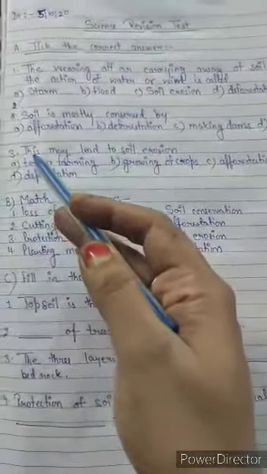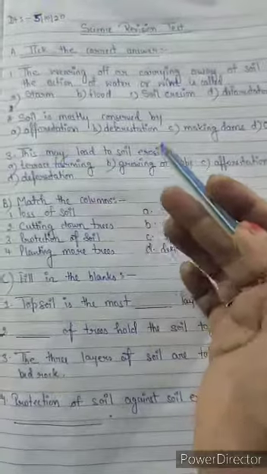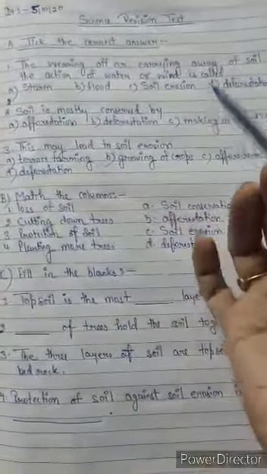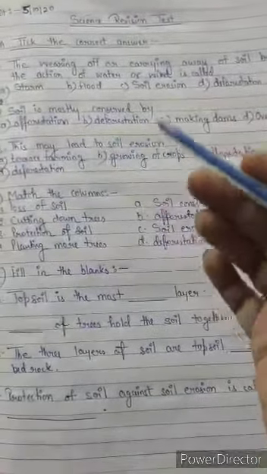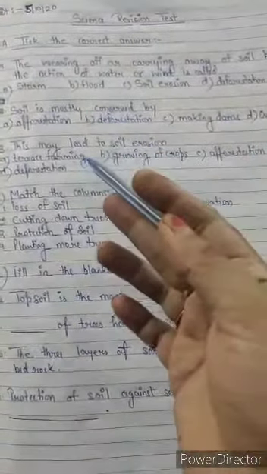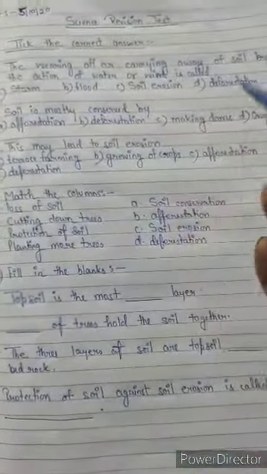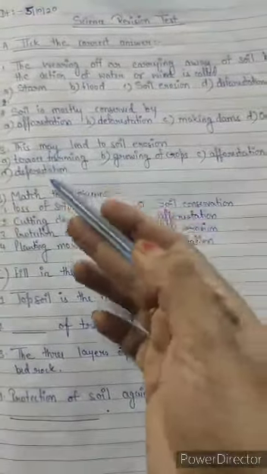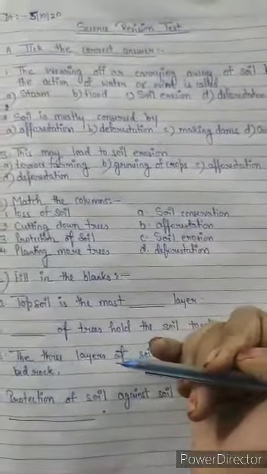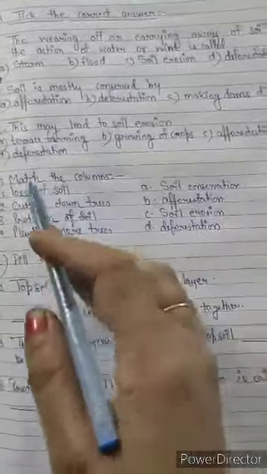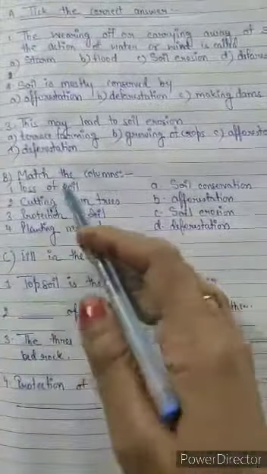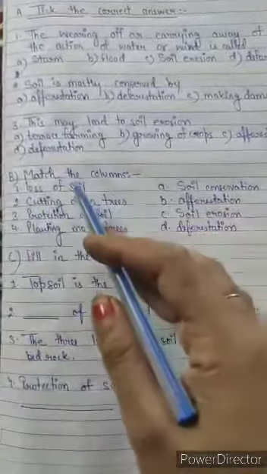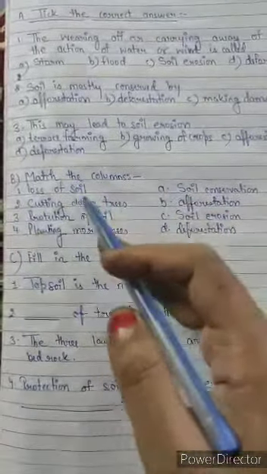Now third is, this may lead to soil erosion. So you have to tell among the 4 options what leads to soil erosion, whether it is terrace farming, growing of crops, afforestation or deforestation. Now in match the column, that is the exercise B. Again what you have to do, you have to write both the columns and mention the correct option in front of each one.